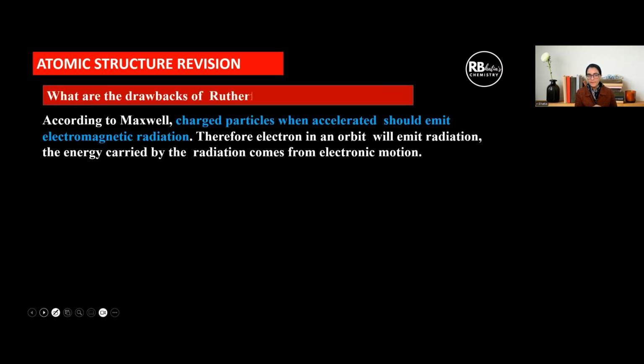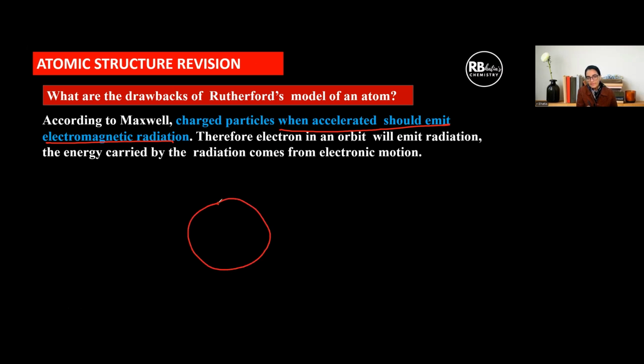According to Clark Maxwell, when Rutherford's model was proposed, Maxwell's electromagnetic theory of continuous generation of radiant energy was prevalent. According to Maxwell, charged particles, when accelerated, should emit electromagnetic radiation. Now, anything that is moving in a circular path is showing accelerated motion, because at every point the direction is changing, even if the speed is constant, right? So charged particles, when accelerated in a circular path, should emit electromagnetic radiation.